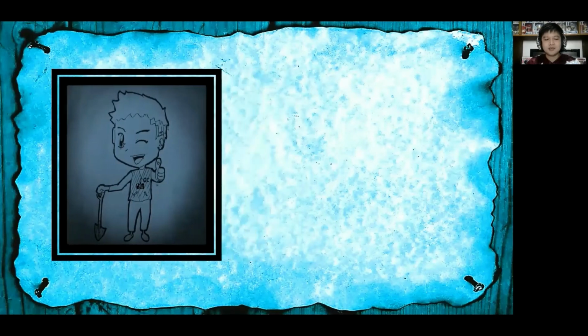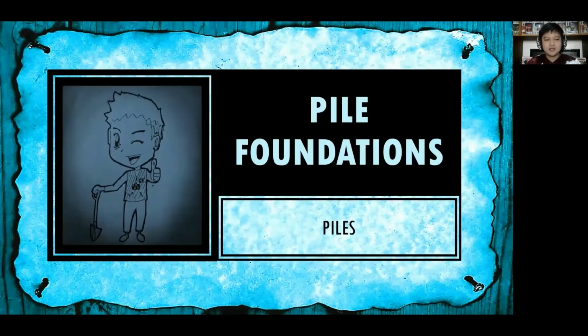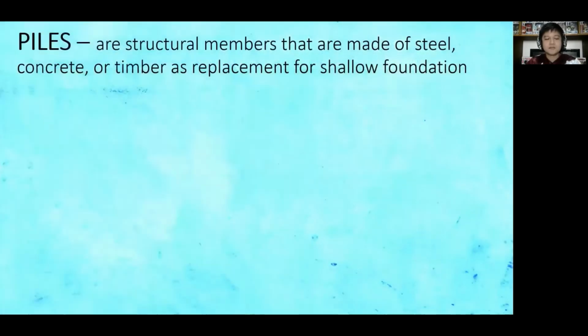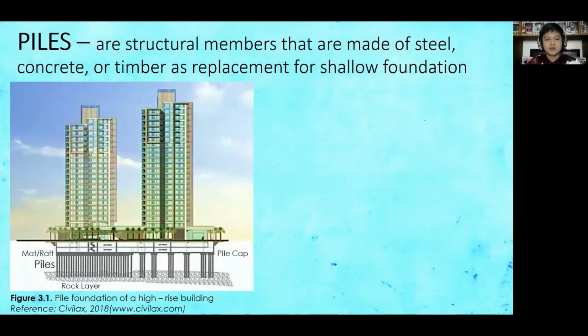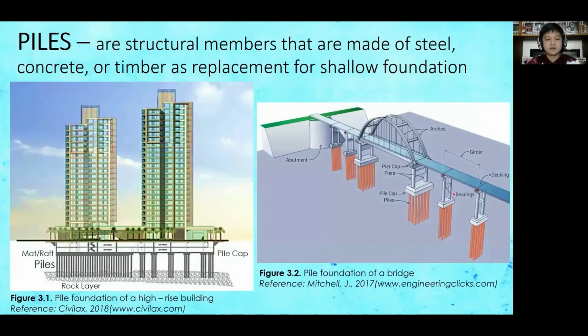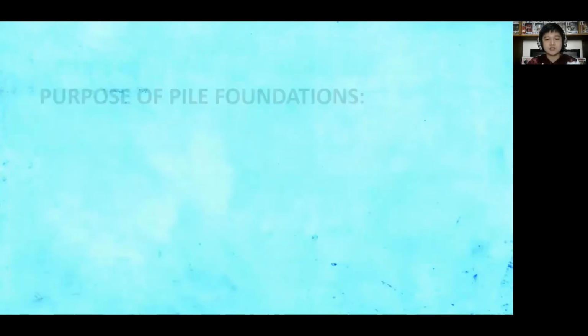Good day. The topic is pile foundations. For the definition, piles are structural members made of steel, concrete, or timber as a replacement for shallow foundations. For sample applications, in the first figure, piles support the superstructure, that is, a high-rise building. And in the second figure, piles support the bridge.